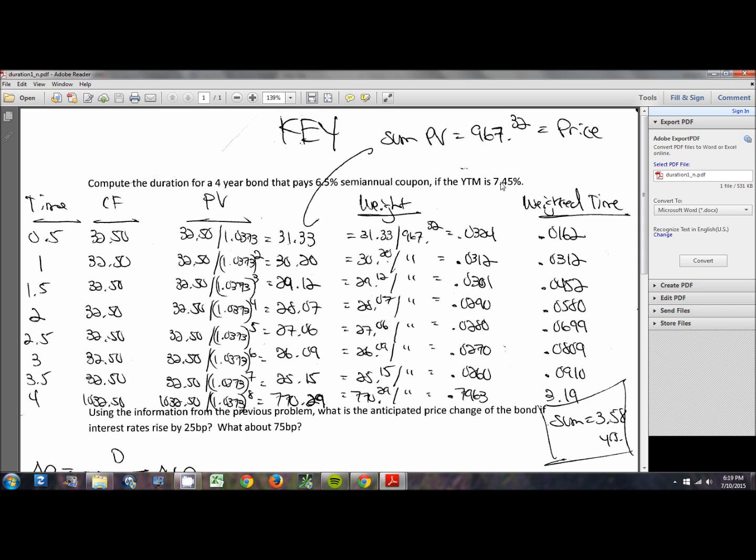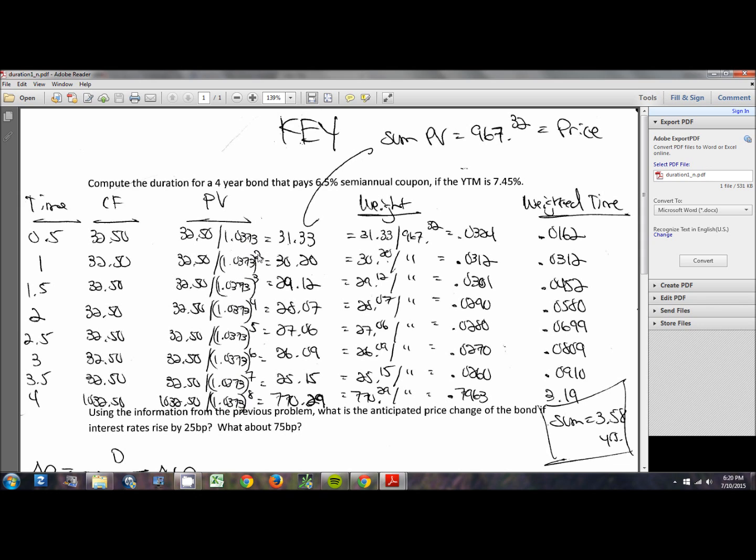The yield to maturity is 7.45%, but because our cash flows are on semi-annual increments, we must discount those cash flows on semi-annual increments. That's why in this denominator, the 1 plus i is 1 plus half of the yield to maturity. Because the yield to maturity is an annual number, to get it into semi-annual terms I simply take half of that 7.45%. That's 3.73%, so you see 1.0373 repeated in this denominator.